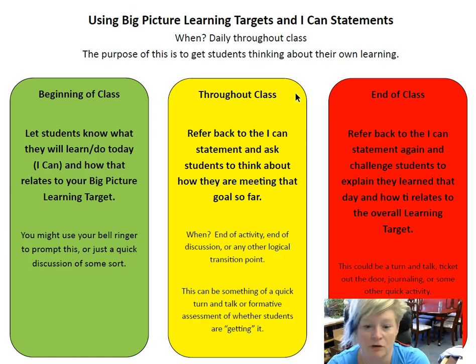Could be very quick, turn and talk. It could be a formative assessment thing like a little clickers quiz or a thumbs up, thumbs down, you know, any kind of quick way you can get students to compare what they've done so far to that learning target.